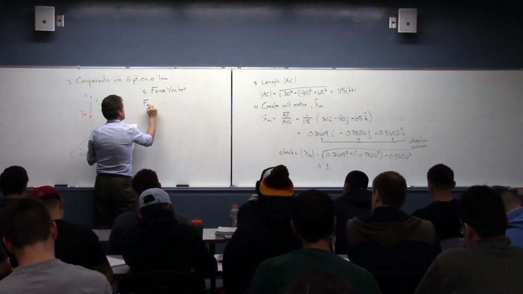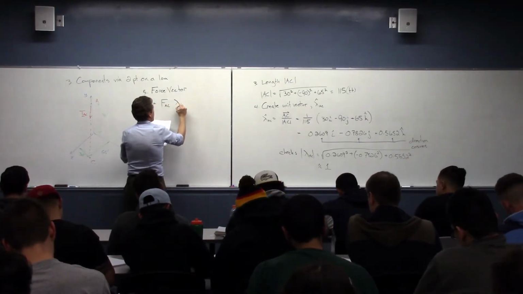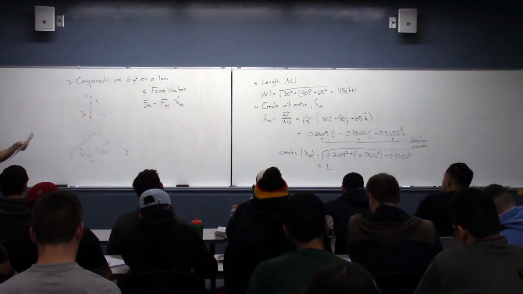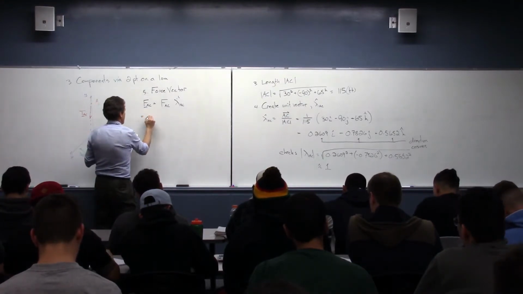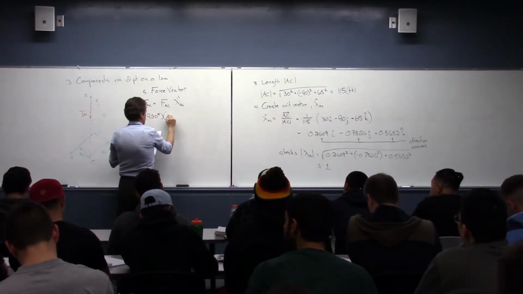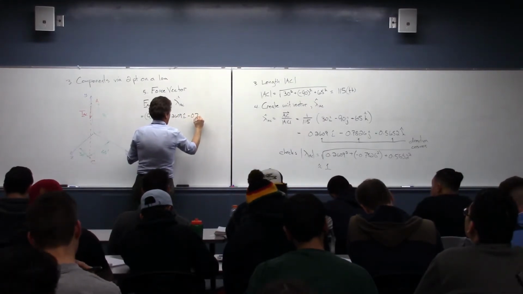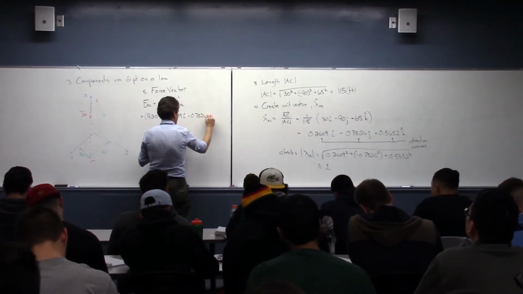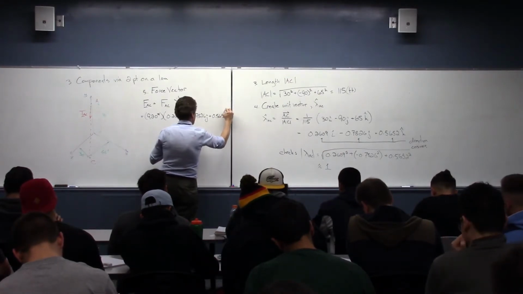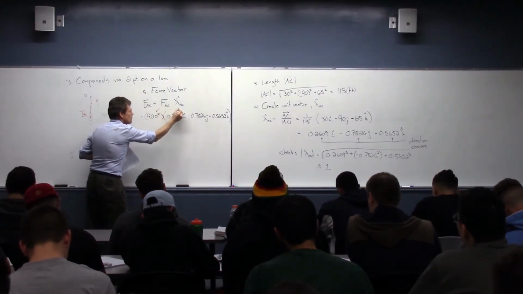So force AC now is simply that magnitude AC times that unit vector. So then that allows us to take that 900 times that unit vector. So there's my FAC. There's my unit vector.